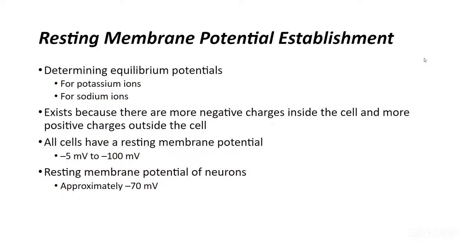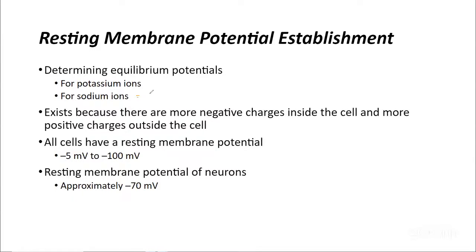When we're thinking about this resting membrane potential, this is established because we have an equilibrium potential for potassium ions and for sodium ions. For our sodium ions, it's positive 60. For potassium ions, it's negative 94. And an equilibrium potential is reflecting when we have electrical driving forces and chemical driving forces equal and in opposition.